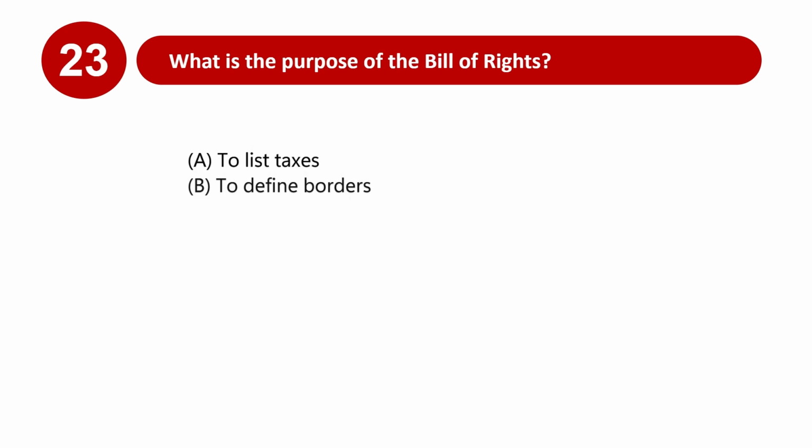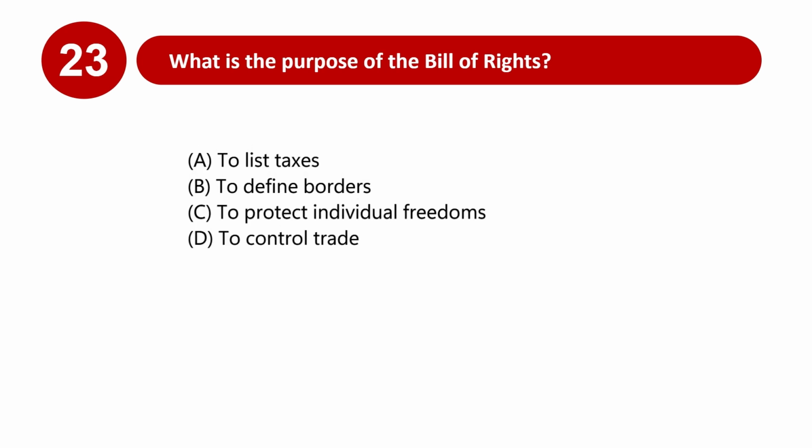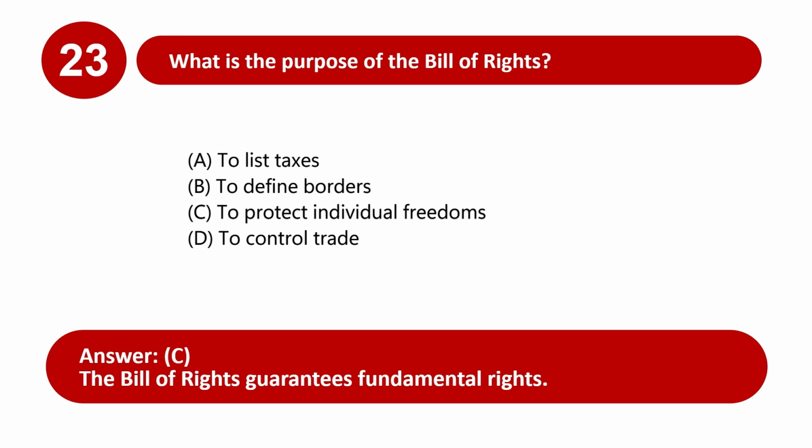What is the purpose of the Bill of Rights? A. To list taxes. B. To define borders. C. To protect individual freedoms. D. To control trade. Answer C. The Bill of Rights guarantees fundamental rights.